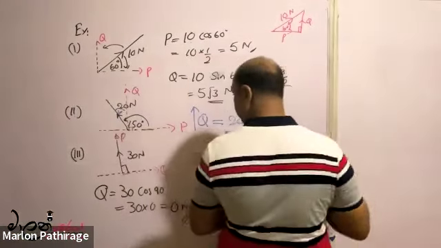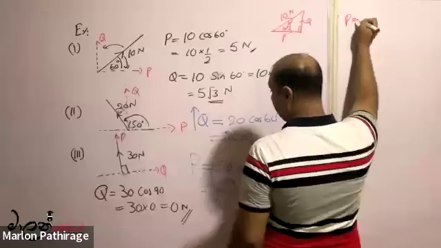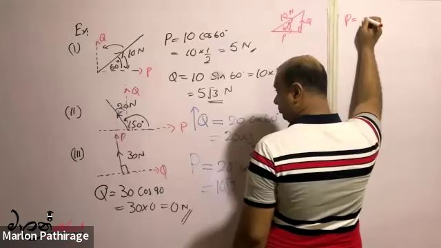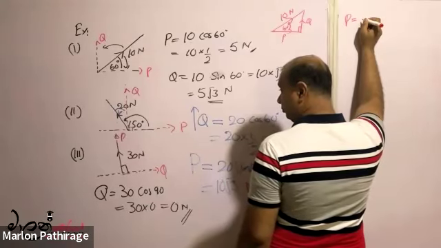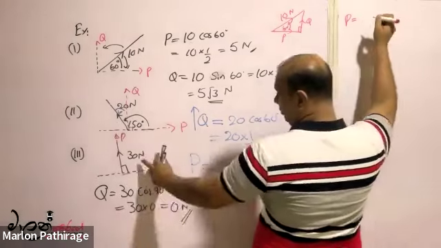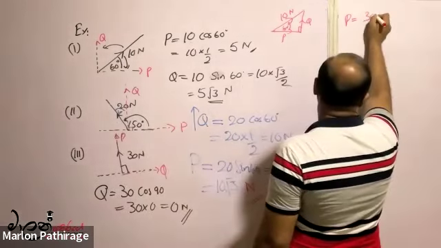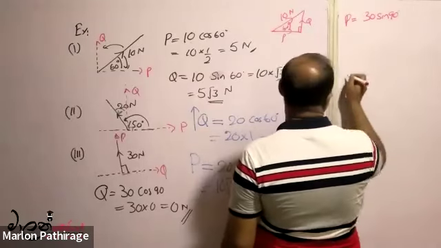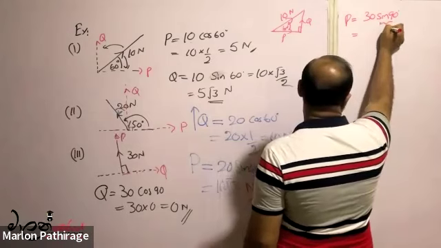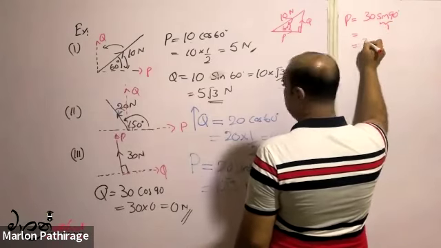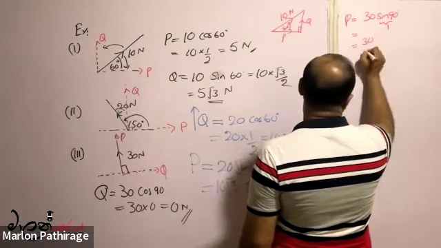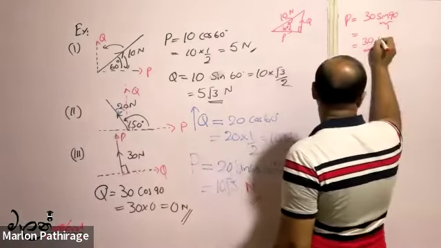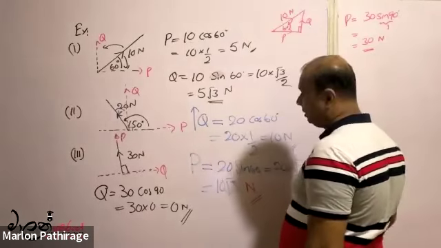Therefore P is 30 sin 90. Sin 90 is 1. Therefore 30 Newton into 1. 30 Newton into 1 is 30 Newton.